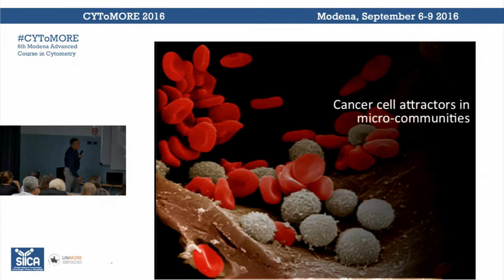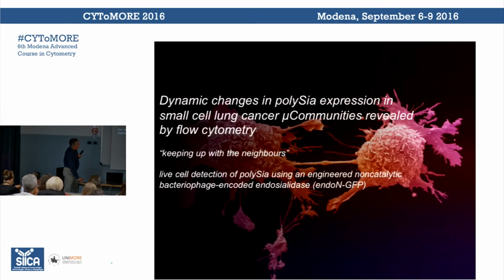Right, I'm going to pick up the rate of talking now because I'd like to get through a whole series of things. One of the questions is, what would happen if you artificially mixed populations together and started to drive the direction of a population just by its neighbors? And this is all part of the cell attractor hypothesis. And it's, of course, the ability to detect polysialylation in live cells that is quite important here.